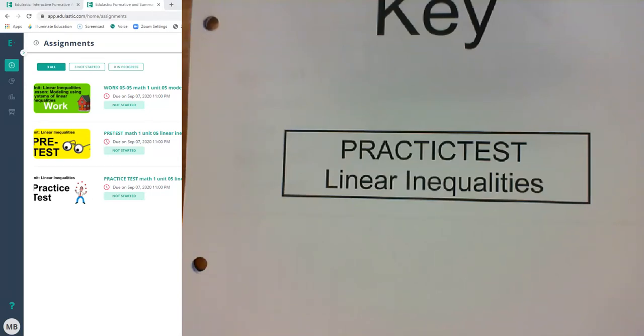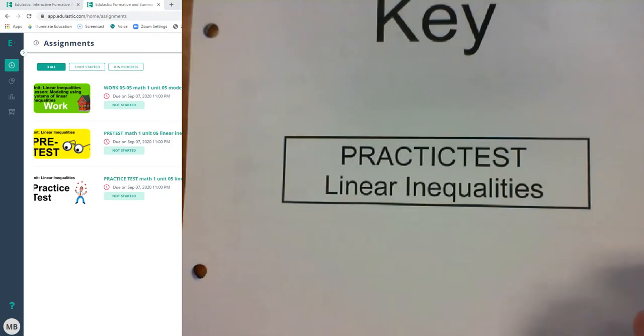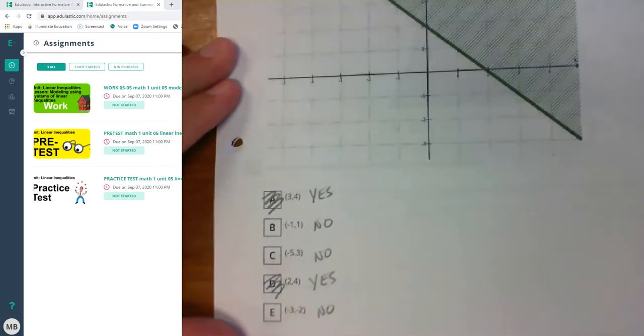Hey, this is Mr. Barr, and this is the practice test for linear inequalities. Let's get going. Linear inequalities. I printed this in color. Which of the following points are solutions to this linear inequality?